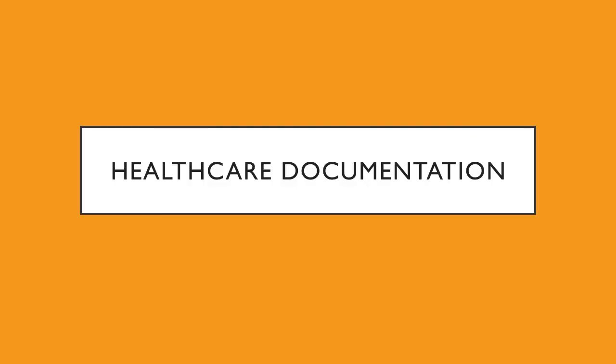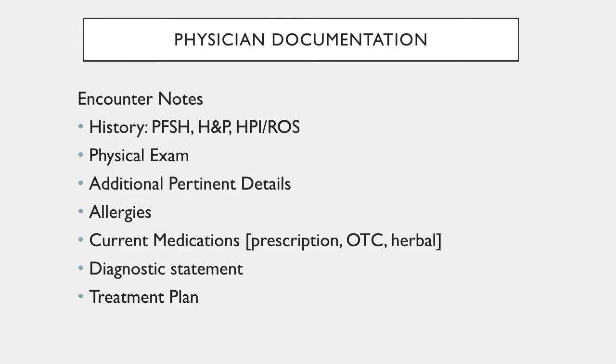Okay, so now we're at the point of information that directly has to do with the patient's health care. So we have physician documentation, and look at that first bullet. Look at all those initials. Well, don't worry. We're going to go over what all of those mean so you can know what they mean too. Encounter notes will include the history. Now, sometimes it's the patient's entire history. Sometimes it's history of present illness. Okay, we'll talk about that more.